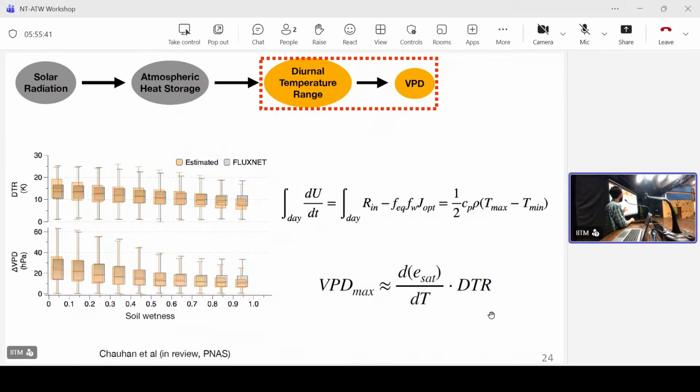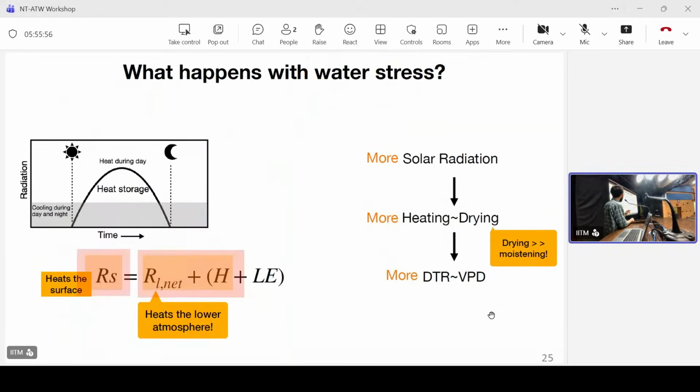So DTR is estimated, the orange ones are estimated, gray ones are from the FluxNet. And again, VPD, the gray one is from the FluxNet, and the orange ones are the estimates. So theory captures it very well, but it increases significantly along the dryness. And that's what I wanted to explain to you, that something happens in this picture when there is water stress.